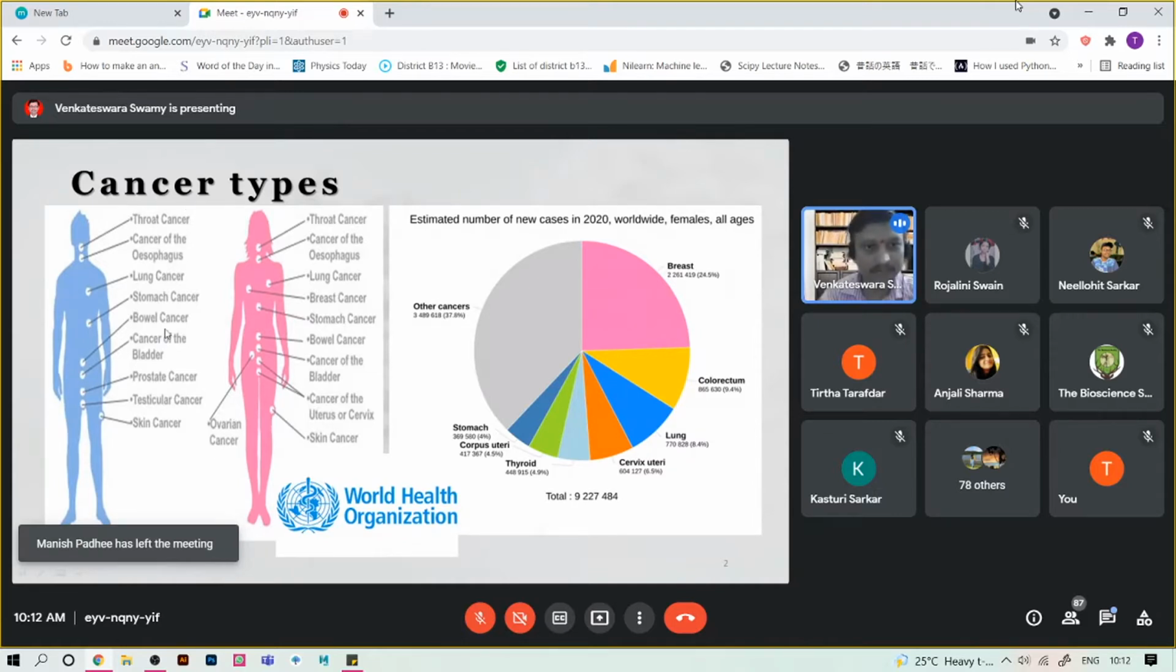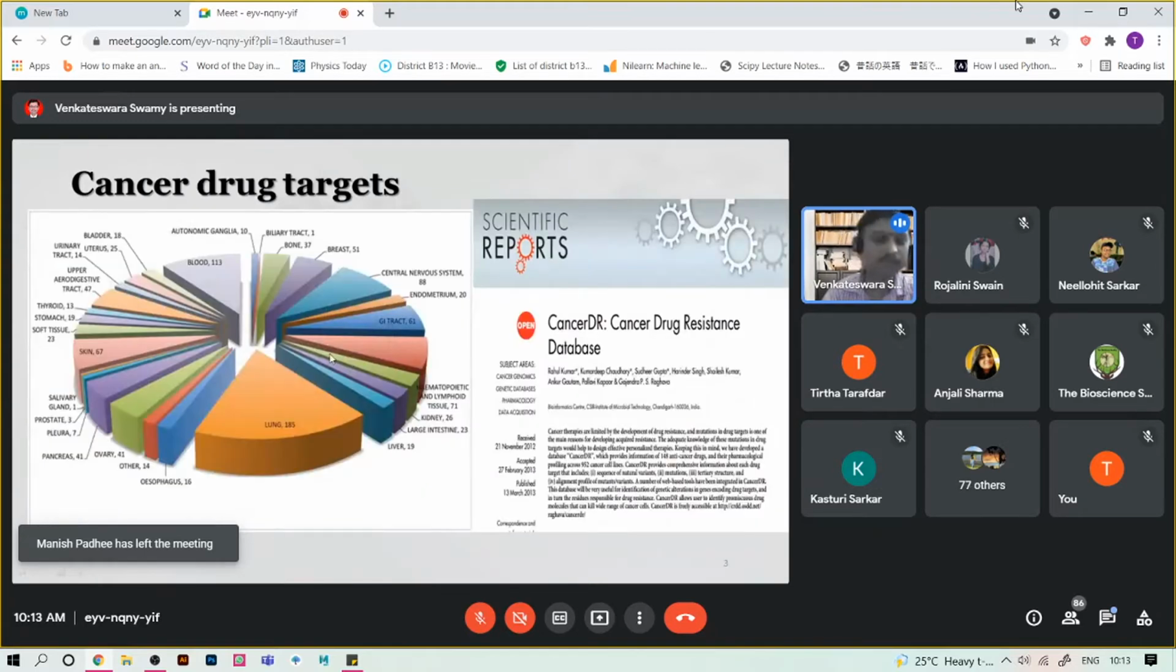So here we can find that there are many cancers, but there may be one region or one target, nothing but a protein or an enzyme, which may be involved in all the cancers. So this type of thing can be extracted or identified with various studies. So here we can see that Professor Raghava has built a cancer drug resistant database covering all the cancers.